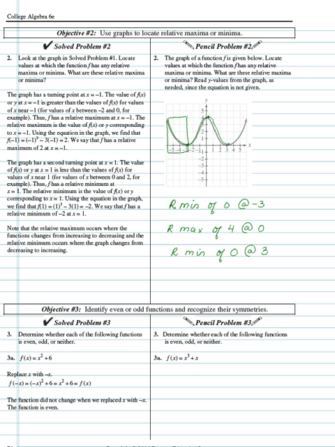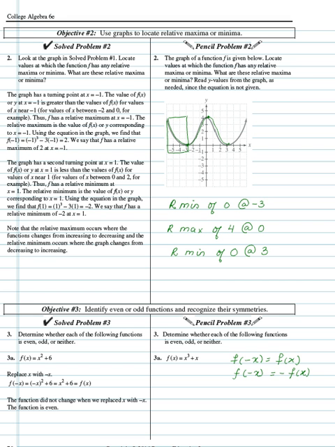Even and odd functions. A function is even if f of negative x is equal to f of x for all the x in the domain. The function is said to be odd if f of negative x is equal to negative of f of x when x is replaced by negative x.